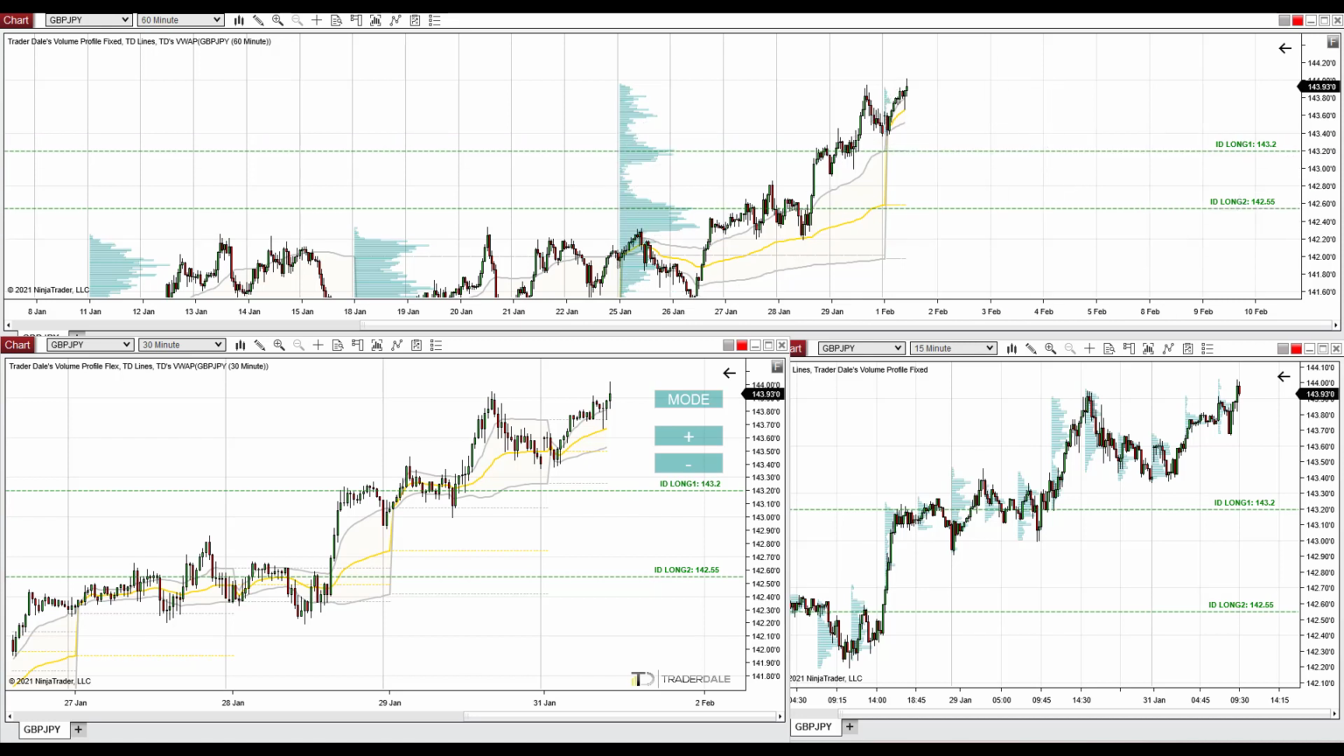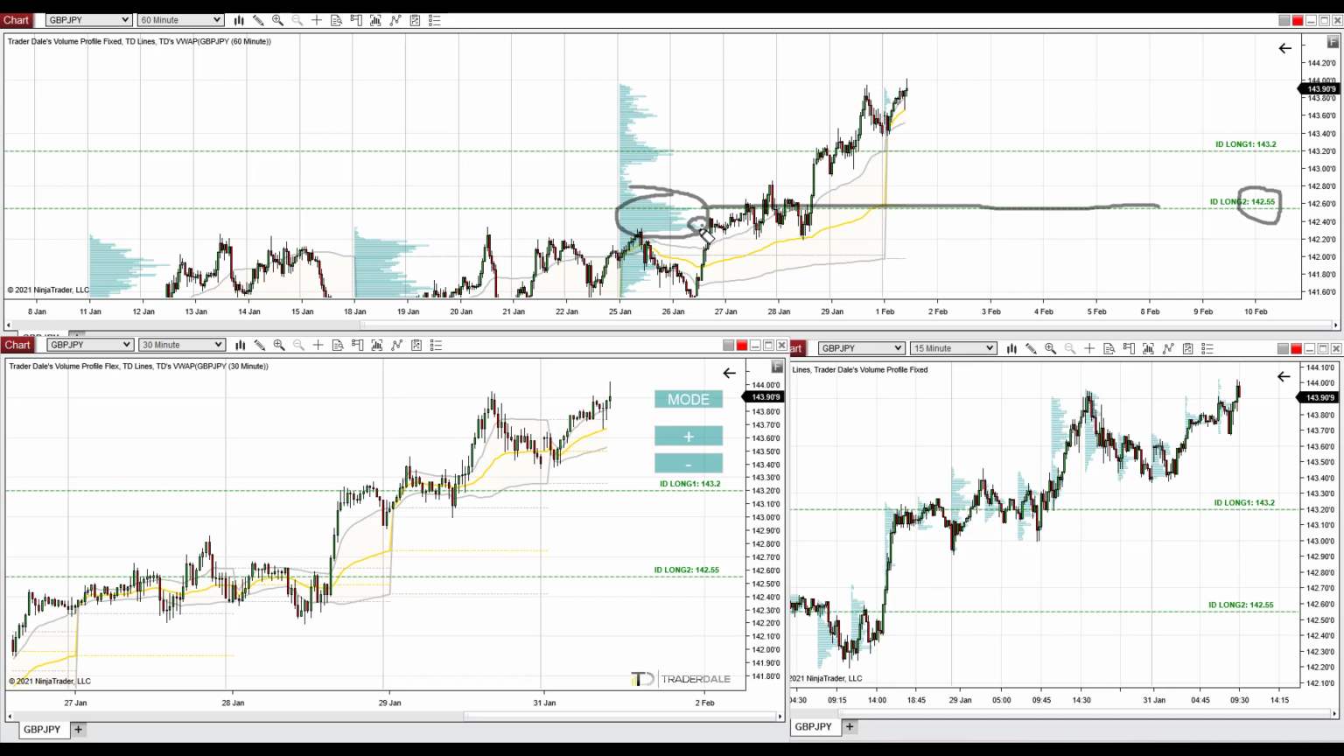Now if you look closely at the second volume cluster, this one, then you can notice that the support which I marked here at 142.55 is not at the place where the heaviest volumes are, because this is the place where the heaviest volumes are.